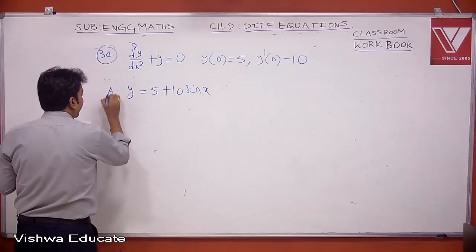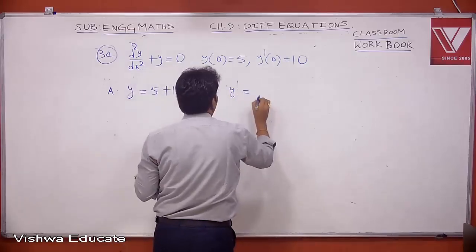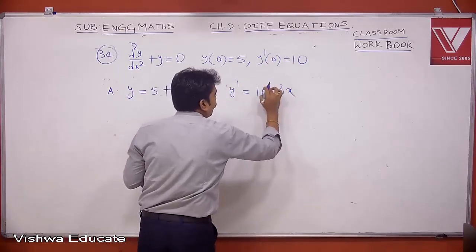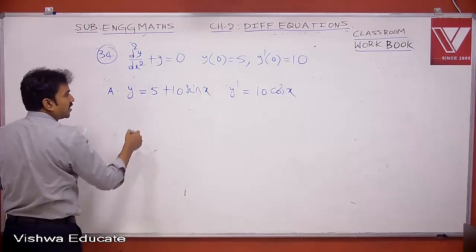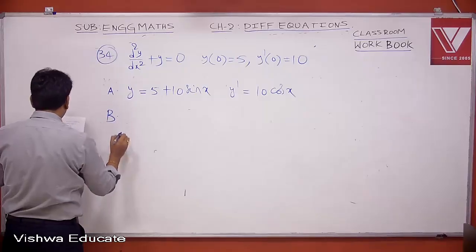Now let us find the derivative of this. Here y dash equal to 10 cos x. When you replace x by 0, we get 10. So the first option satisfies both boundary conditions. No use, we can't eliminate and we can't confirm. So come to option B.